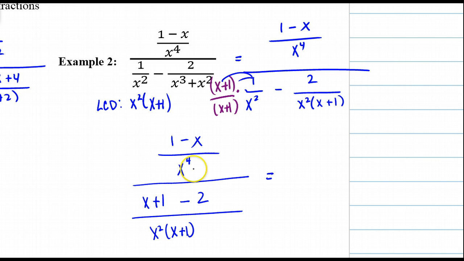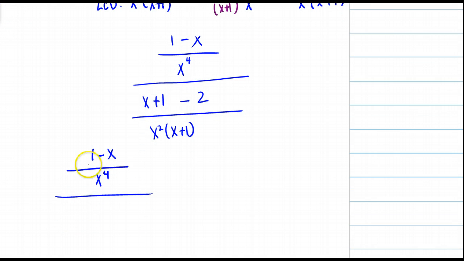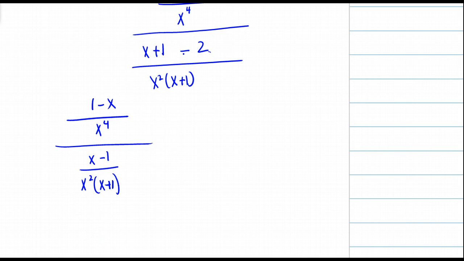So then, before I move on, maybe I'll combine like terms up top. So it gives me 1 over 1 minus x over x to the fourth, all over x minus 1 over x squared times x plus 1, right? Because 1 minus 2 is negative 1. So now I have one fraction divided by another fraction, but we don't like that. We don't like to divide by fractions.